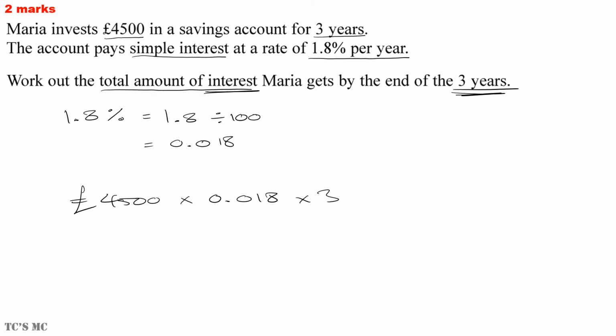Now we have 1 mark. The answer then is 243. The question says just the total amount of interest, so the final answer is £243, and that would be 2 marks altogether.